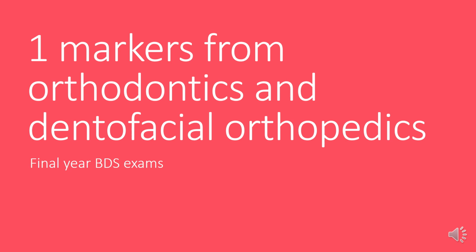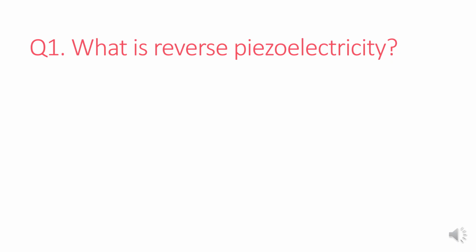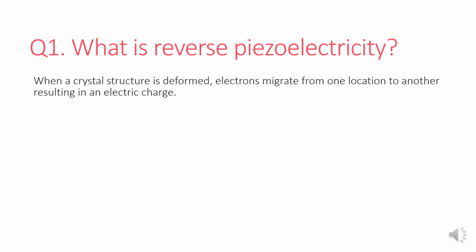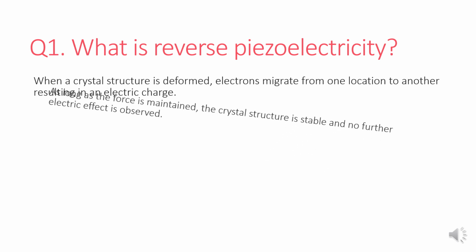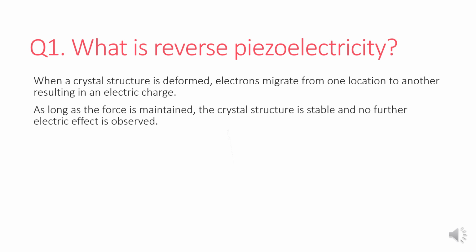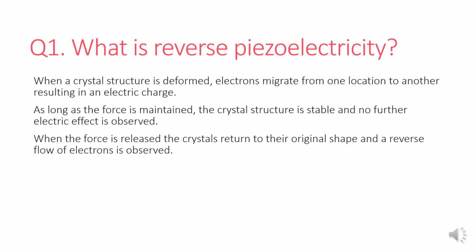In this video, we are going to discuss the one-marker questions from the subject of Orthodontics and Dentofacial Orthopedics. The question is, what is reverse piezoelectricity? When a crystal structure is deformed, electrons migrate from one location to another, resulting in an electric charge. As long as the force is maintained, the crystal structure is stable and no further electric effect is observed. When the force is released, the crystals return to their original shape and a reverse flow of electrons is observed.